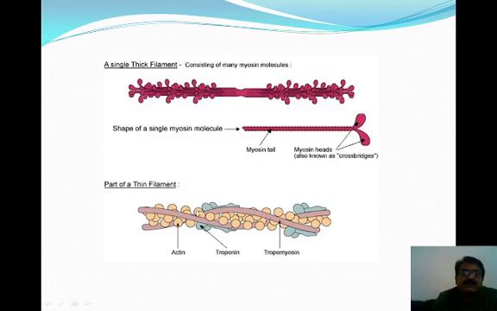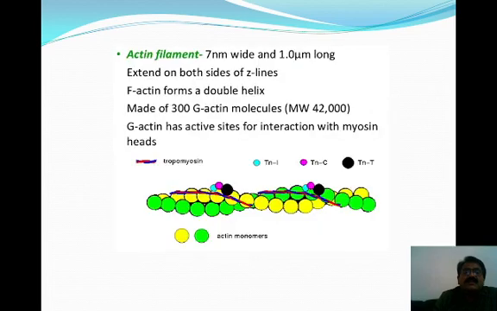Now the thin filaments. As we already know, thick and thin filaments are the two types of filaments present in the myofibrils. Thick filaments are nothing but the myosin, and thin filaments are nothing but the actin. Thin filaments comprise three important proteins: actin, troponin and tropomyosin.